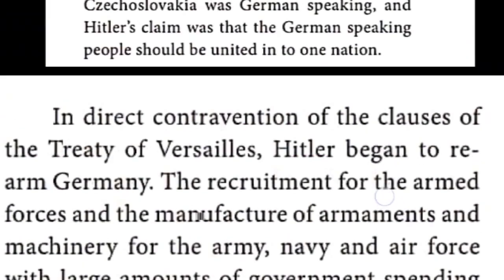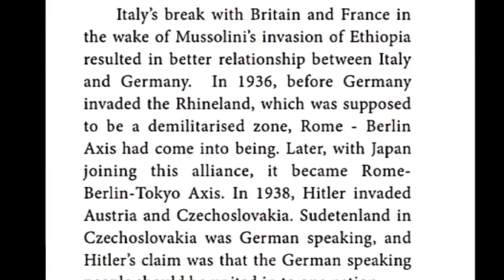Then next, under the same heading, page number 28, you can check it. At that time Italy invaded Ethiopia. Here it is given, children: Italy's break with Britain and France in the wake of Mussolini.